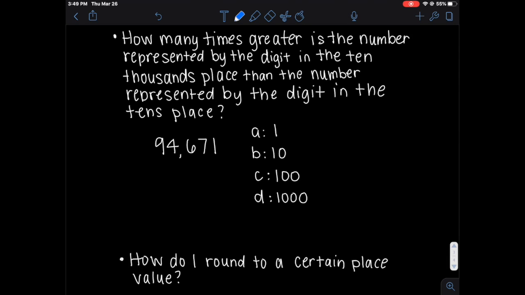How many times greater is the number represented by the digit in the 10 thousandths place than the number represented by the digit in the tens place?